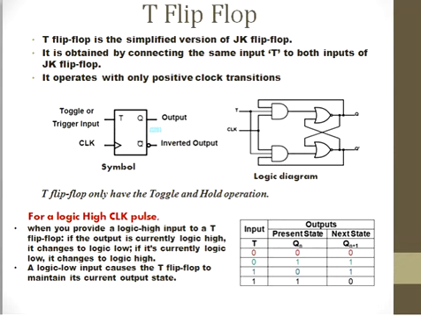And here you can see the symbol for this T flip-flop, and there are two inputs. One is the toggle input, and the other one is the clock, and the outputs are the normal output and the inverted output, and this is the logic diagram. Yeah, it is exactly the same as the JK flip-flop. The only difference is that J and K are connected. So J is equal to K is equal to T.